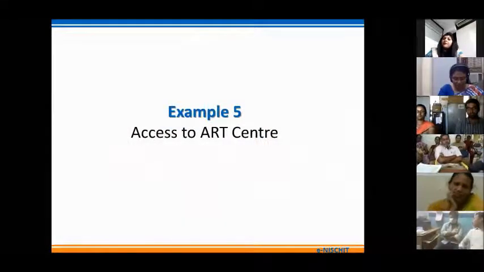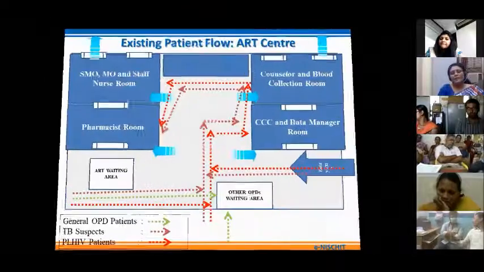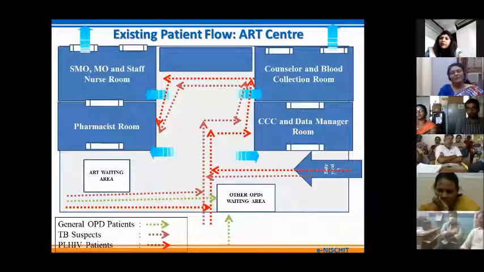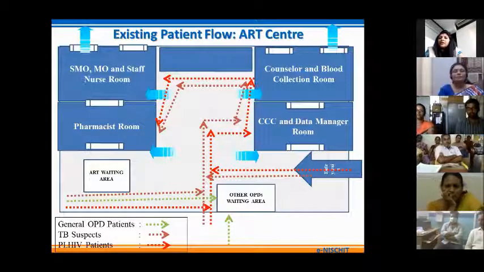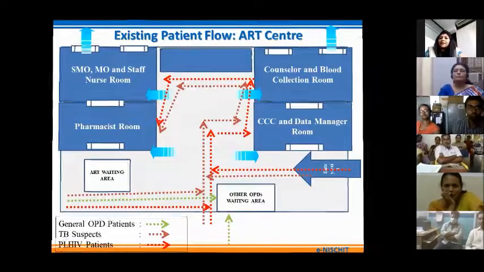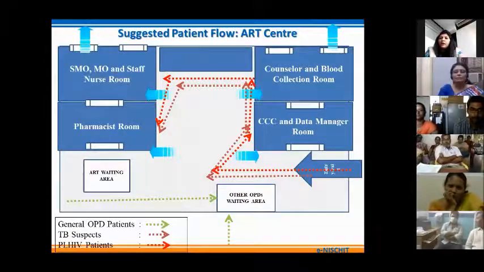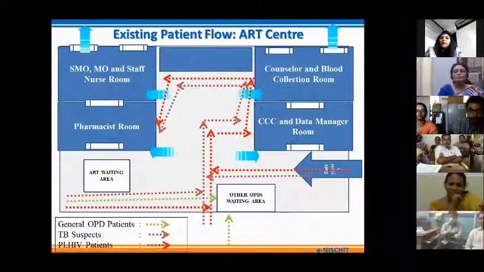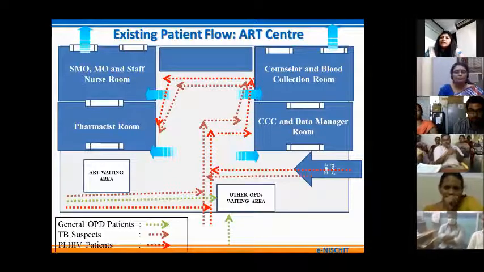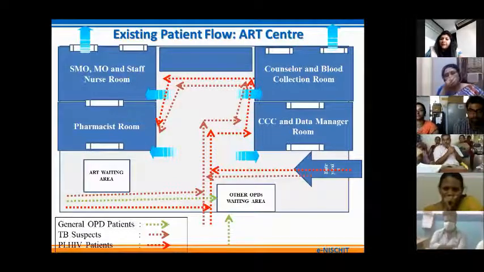The fifth example is for access to ART centers. Next slide. This is again one generic plan which I have for one of the ART centers. The arrows in green are showing general OPD patients, other OPD patients who are accessing the facilities in the hospital. And the ones in red are the ART clients who are walking through the facility.